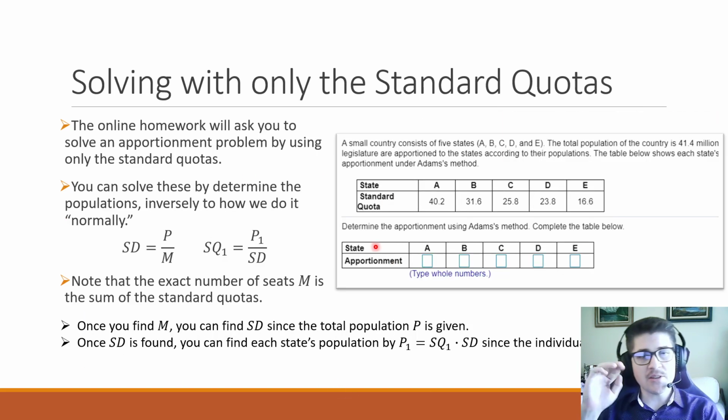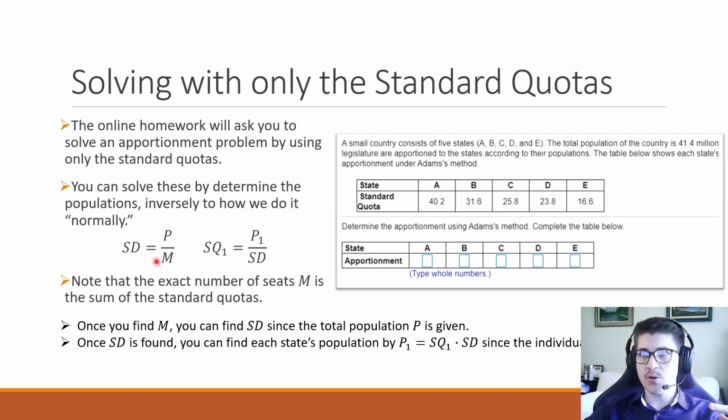Also, what I wanted to mention is that in the slides, there is a little bit of information about how to work backwards. You'll probably encounter homework questions where, instead of giving you the populations, they give you the standard quotas to begin with. But if you take a deeper look at the formulas for how the standard quotas and standard divisors are calculated, you can use that information to reverse engineer it. Because, as I said in a previous video, if we add up all of the standard quotas, that net value should give us the number of seats, M.